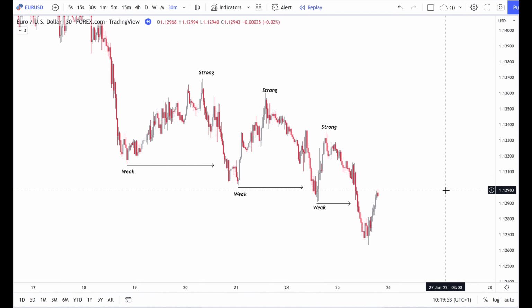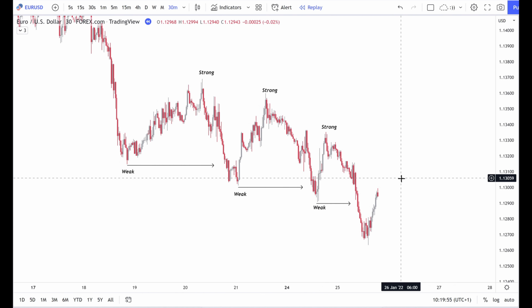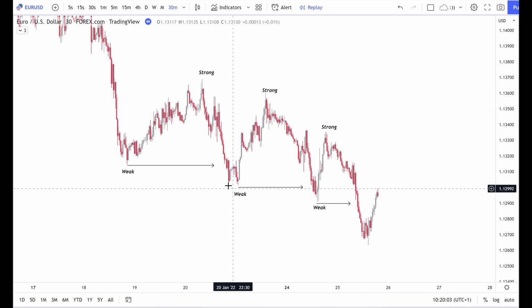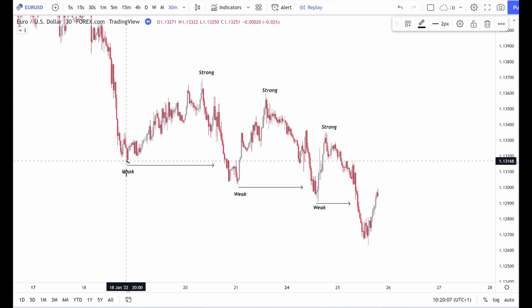So this is a pretty nice example. Just work through your charts like this, understanding strong highs, weak lows, strong lows, weak highs, and so on. So in this example here, what we have is price created this weak low.